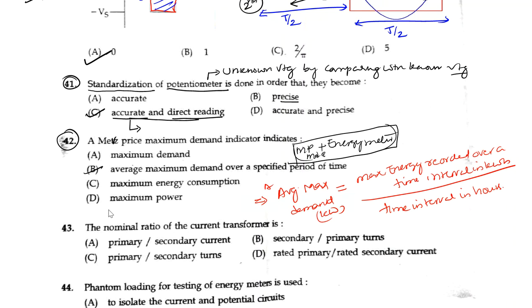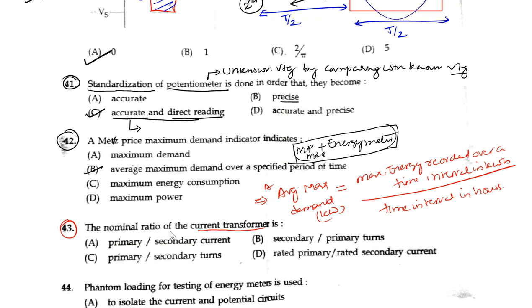And next we will see the 43rd question, the nominal ratio of a current transformer. The nominal ratio of a current transformer is defined as the rated primary winding phasor divided by the rated secondary winding phasor. The phasor here may be either a voltage quantity or a current quantity. In case of a current transformer, the nominal ratio is the rated primary current divided by the rated secondary current.